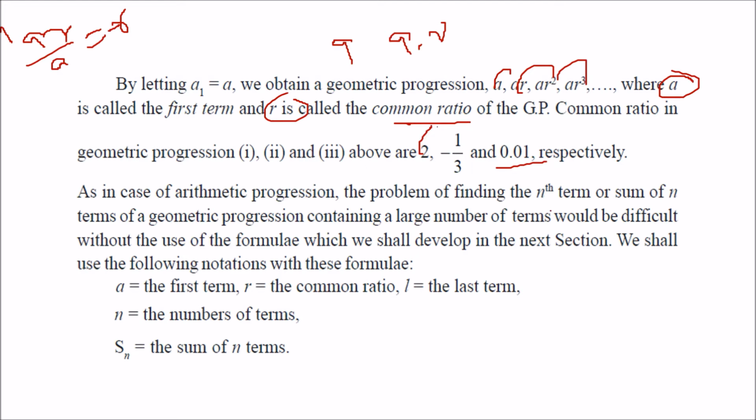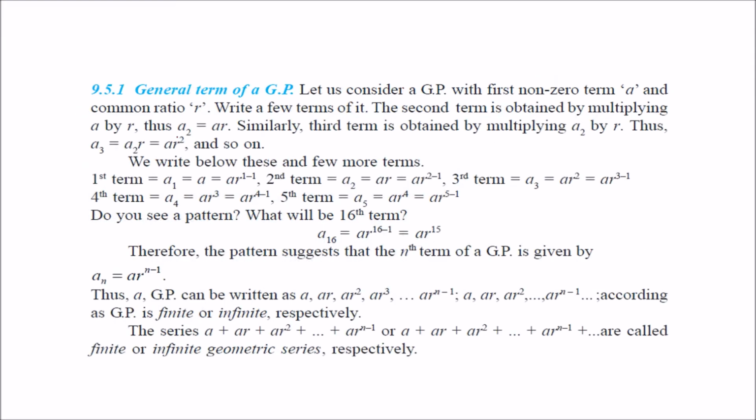So now let us formalize it. The nth term we can find out. A is the first term, R is the common ratio, L is the last term, N is the number of terms, and Sn is the sum of n terms. So the general term of GP: the first term is A, that you can write as AR to the power 1 minus 1, that is R to the power 0. Second is AR to the power 2 minus 1. So A2 is AR to the power 2 minus 1. This is N, this is N.